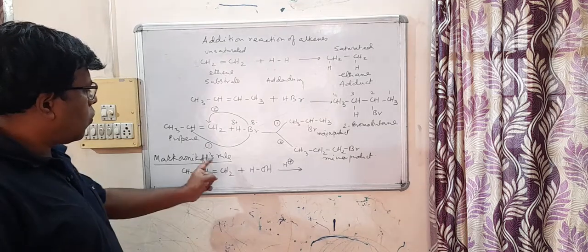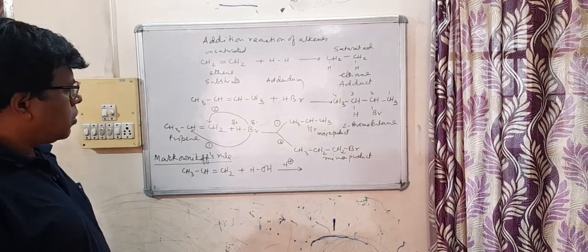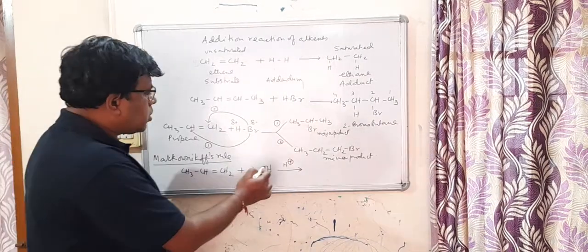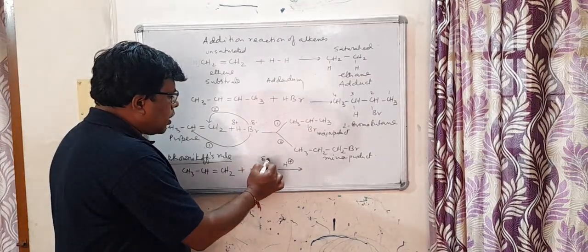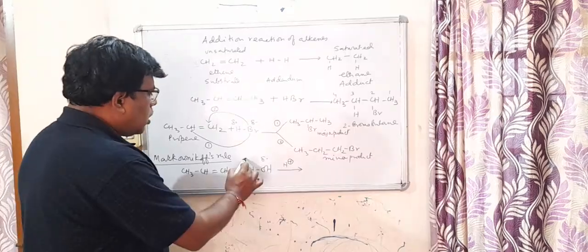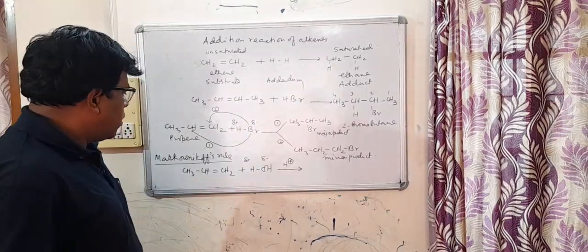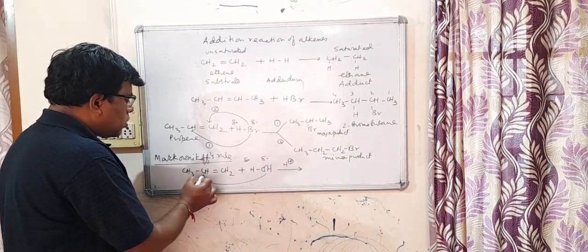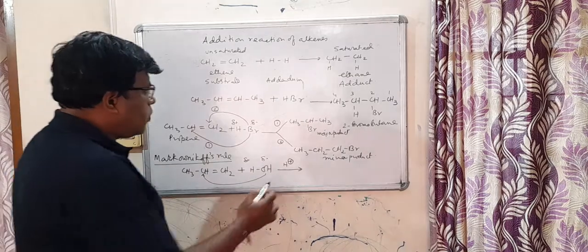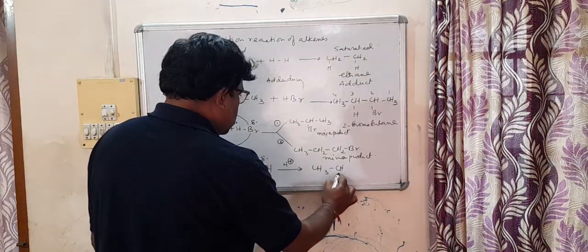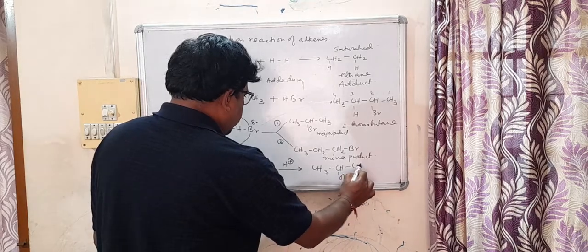And now what will be the Markovnikov product? For that you have to know which is the negative part of the addendum, and the negative part is OH minus. OH is the negative part of the addendum and H is the positive part. So this OH will get added here, and we get a product CH3, CH, OH, CH3.